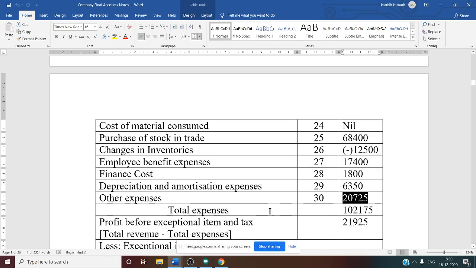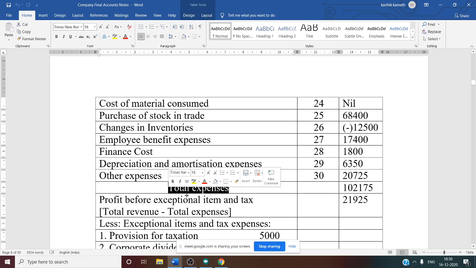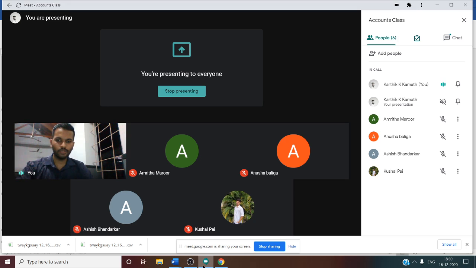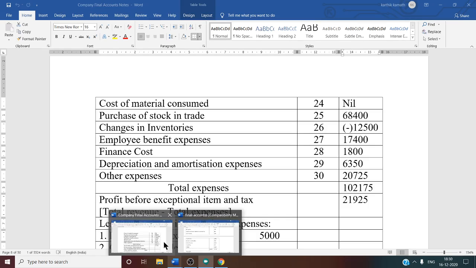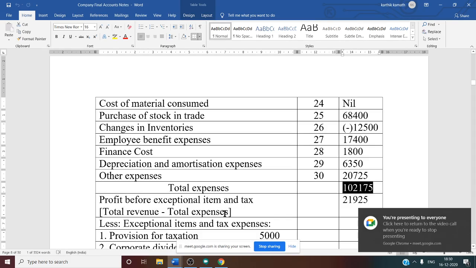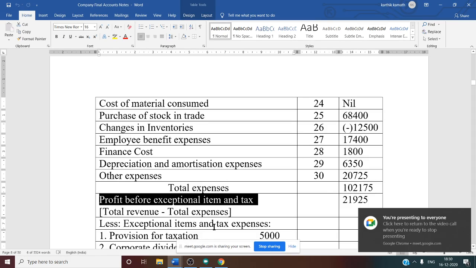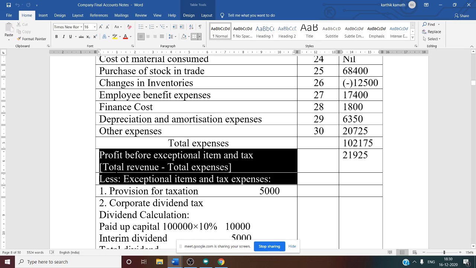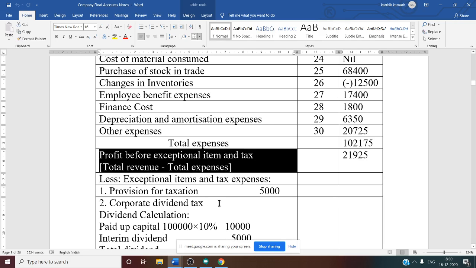So total expenses now you have to add from 24 to 30. If you add everything from 24 to 30, but there is one negative balance that you have to deduct, you will get total expenses as 1,02,175. So now we got total revenue, then we got total expenses. So now finally we want profit before exceptional item and tax. So profit before exceptional item and tax is nothing but total revenue minus total expenses.